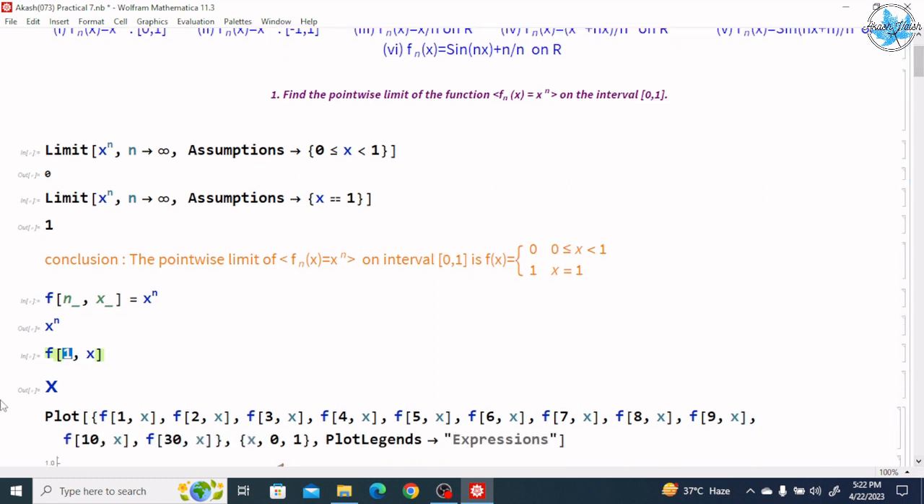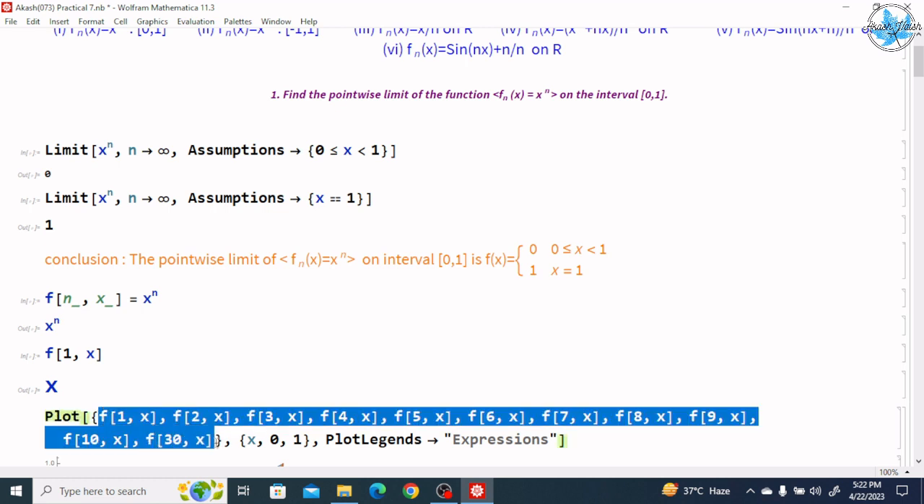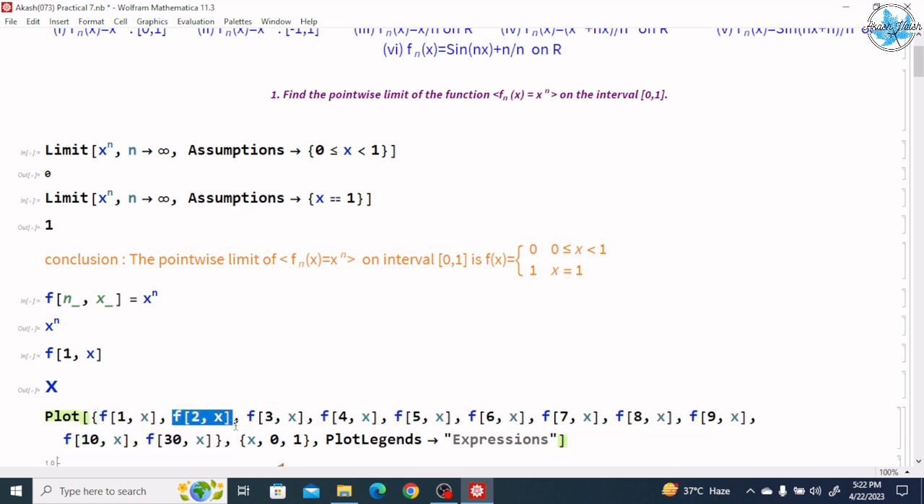So to draw the graph, what you have to do is give the plot command. In the plot command, I am changing the values of n and keeping the variable x as it is. So you can see from here that I am writing f1x, f2x, f3x. What is f2x? F2x is x square, that is the value of n is 2 and x is as it is. F3x is what? That is x cube. F4x is what? That is x to the power 4. Similarly, in this way I have taken up to f10, x to the power 10, and up to x to the power 30. You can take up to any expression.